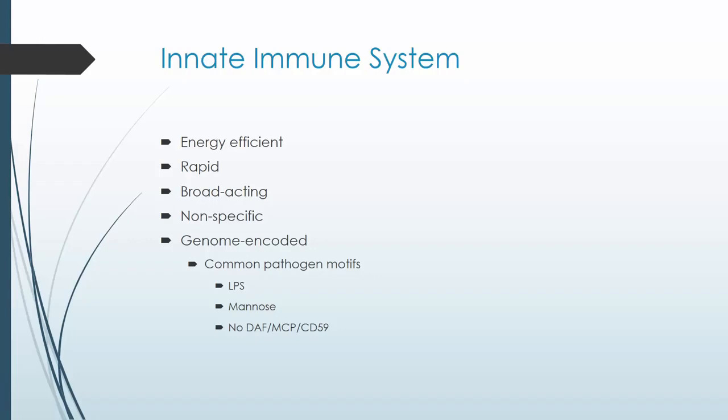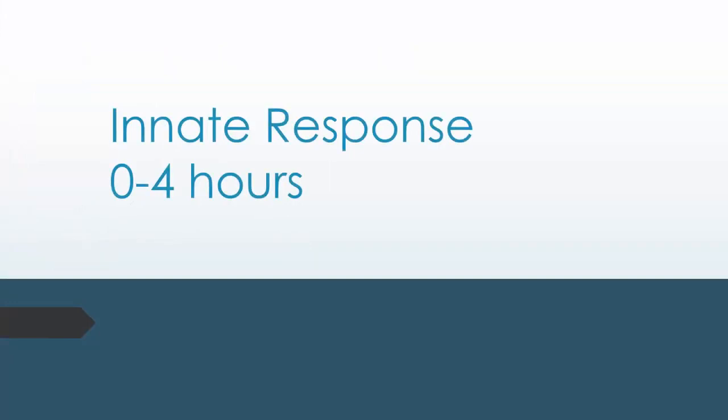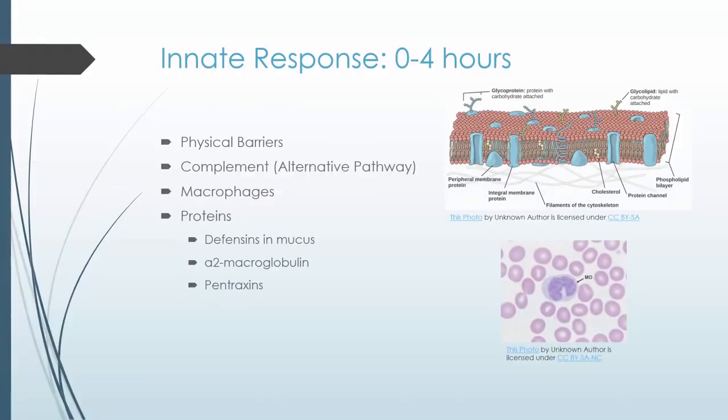So the innate immune response takes place between 0 and 4 hours post-exposure to some sort of a pathogen, and it's comprised of several components, primarily physical barriers, complement, specifically the alternative pathway, macrophages, and proteins. There are some proteins that are generally secreted within mucus and the GI system, like defensins and pentraxins. The details aren't super important, but we have proteins that are generally toxic to pathogens, and that's part of the innate response.